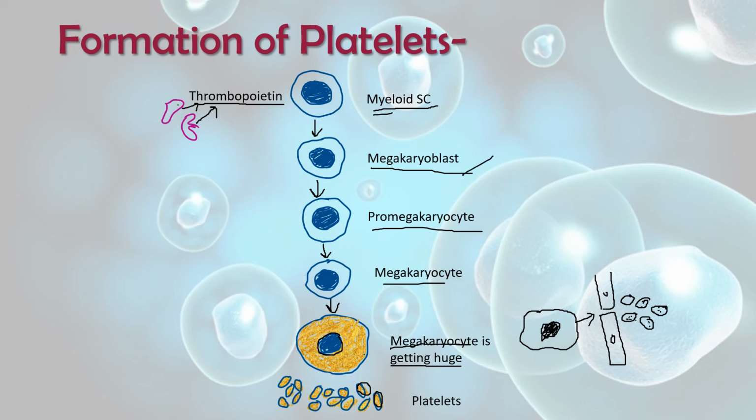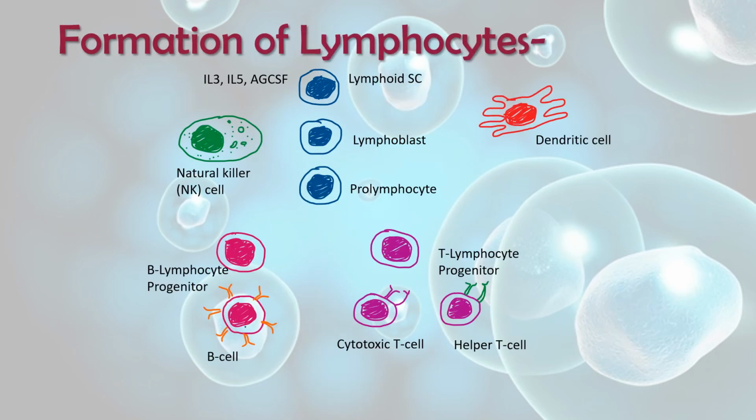The megakaryoblast is formed. From the megakaryoblast, promegakaryocyte is formed, and from the promegakaryocytes, megakaryocyte is formed. Here, duplication of DNA takes place so many times but no cytoplasmic division takes place. That's why this type of cell attains a very large size. When they have to cross the sinusoidal capillaries, they burst out into smaller cytoplasmic fragments, and these smaller cytoplasmic fragments are known as platelets. Now, formation of lymphocytes.